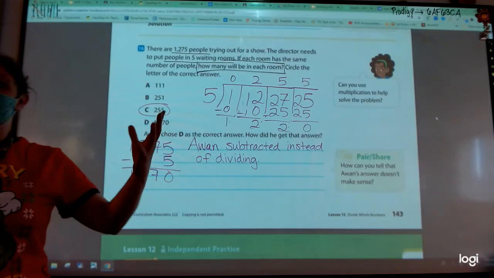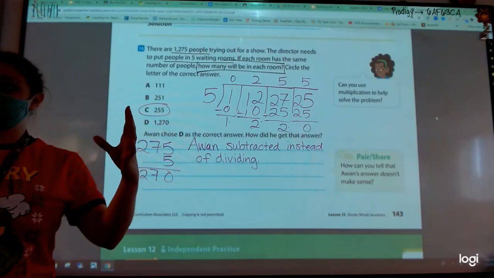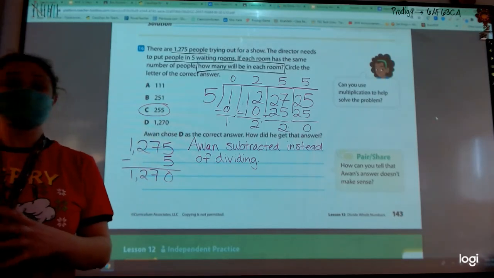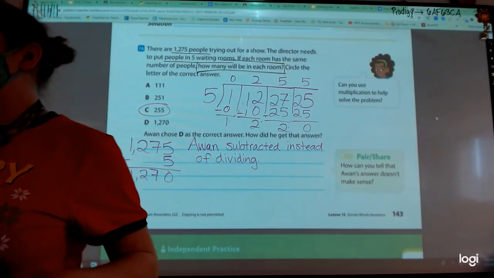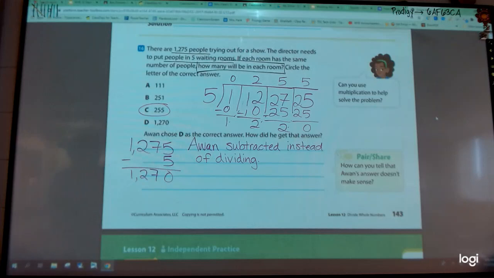Right. If I have a big number and I split it into 5 groups, it's going to get a lot smaller in each group. So if you ever get an answer like that, you need to turn your brain on, make sure you're using your good math mind to think, does that even make sense? And he should have realized, no, that makes no sense. All right, nice job.